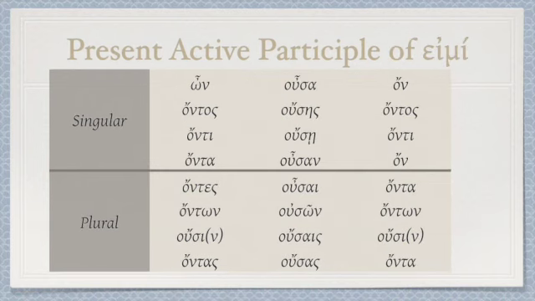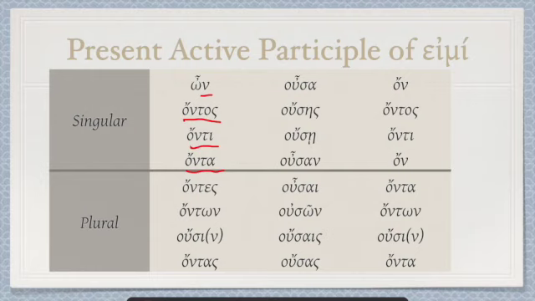Another paradigm that we're asking you to memorize is ame. But again, this is not one that's going to be difficult for you to memorize. Basically, if you compare this to luo, the present active participle of luo, it's the endings. Instead of luon, we have on. Instead of luontas, we have ontas. Instead of luonti, we have onti. Instead of luonta, we have onta.